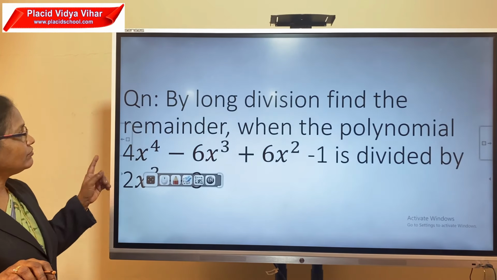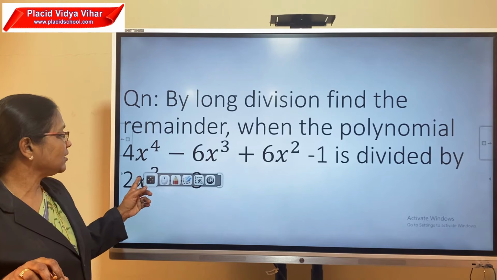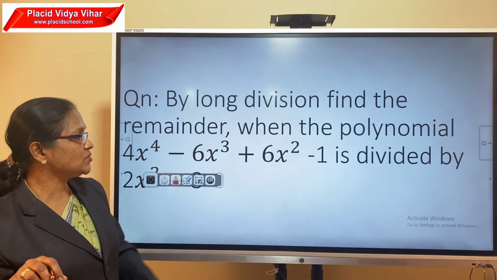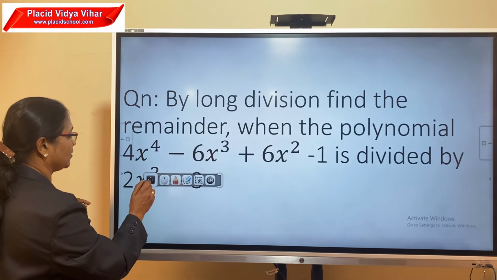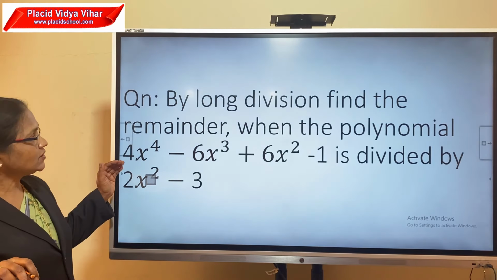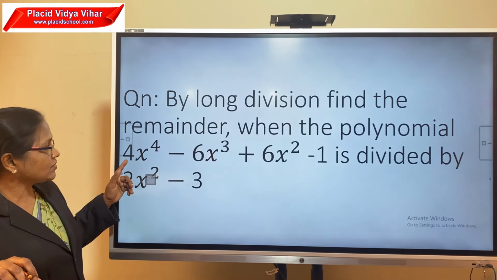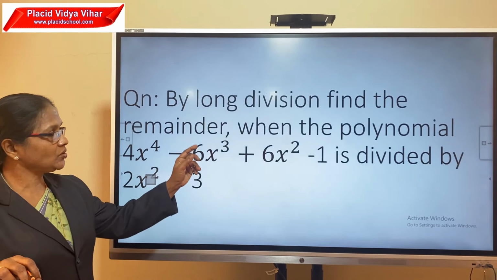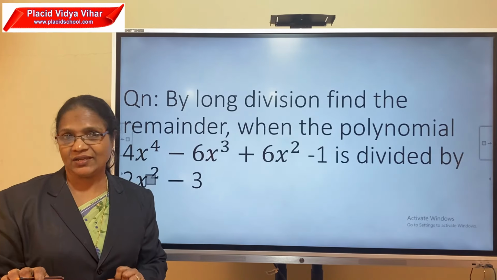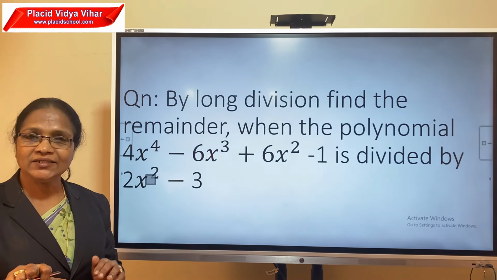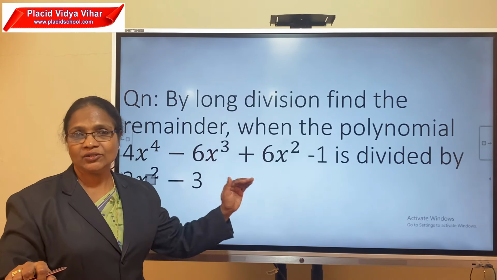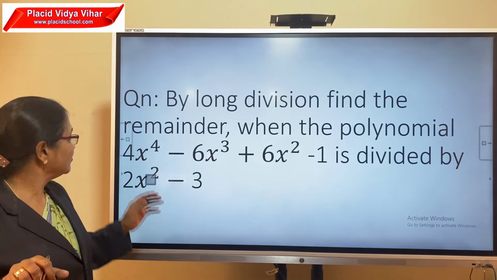By long division, find the remainder when the polynomial 4x raised to 4 minus 6x cubed plus 6x squared minus 1 is divided by 2x squared minus 3. Here, see the dividend 4x raised to 4 minus 6x cubed plus 6x squared minus 1. The x term is missing. Therefore, when you write it as a dividend, we have to enter the term 0x. Then only the dividend is in the standard form.